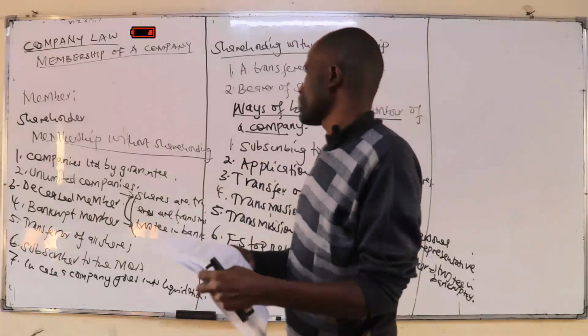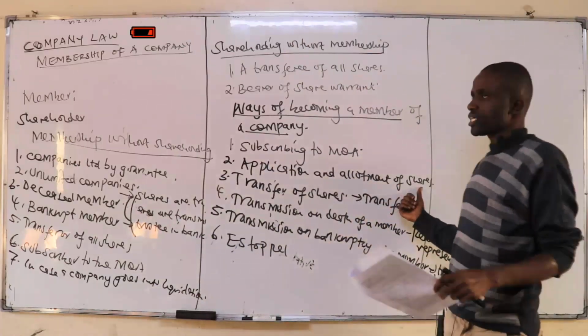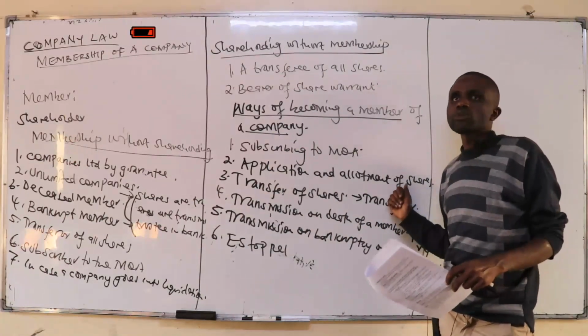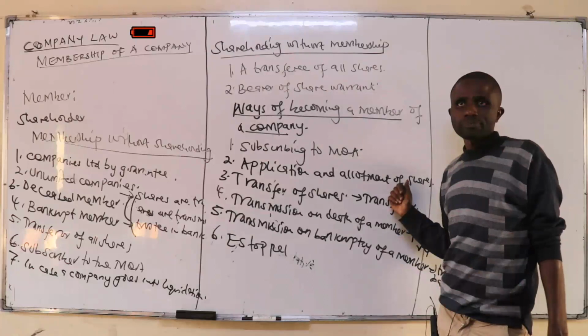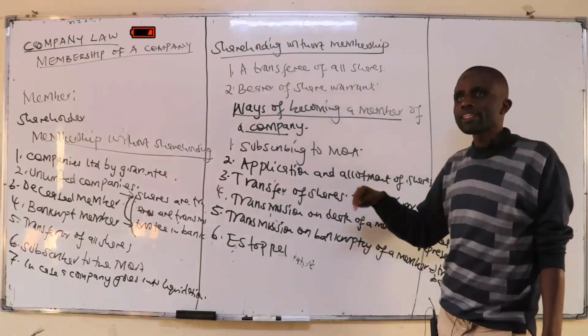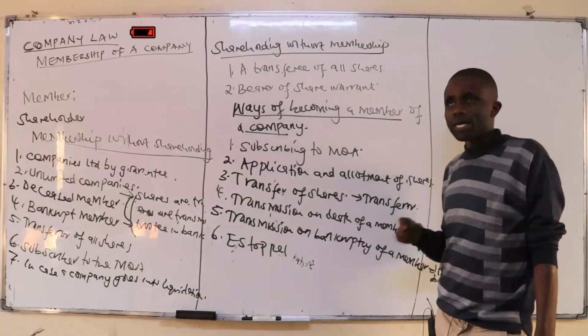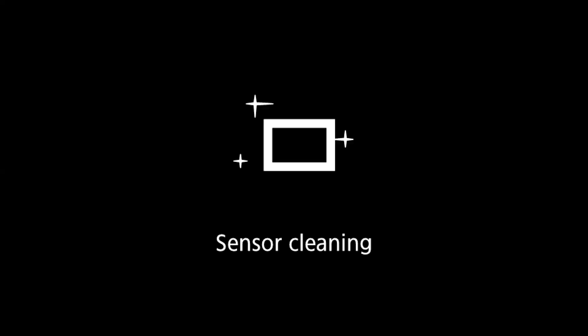When you make an application and are allotted shares of a company, once shares are allotted to you, you automatically become a member. You qualify to have your name entered in the register of members automatically. Is that making sense?